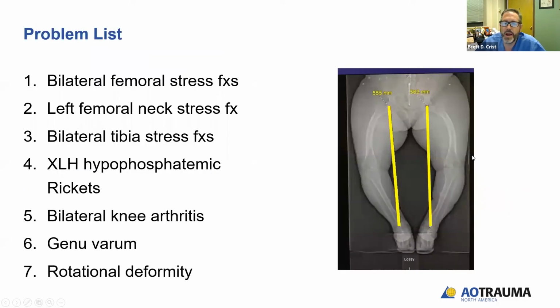And so this is the problem list that I see. We're not going to spend a lot of time on her femurs, but she's got bilateral femoral stress fractures, a left femoral neck stress fracture, and bilateral tibia stress fractures. She's got rickets. She's got bilateral knee arthritis. I forgot to put that she also has ankle arthritis, genu varum, and rotational problems. So I can go back and show the x-rays for the tibias. What are you guys thinking? Sean, Mitch, Tim, any other faculty?